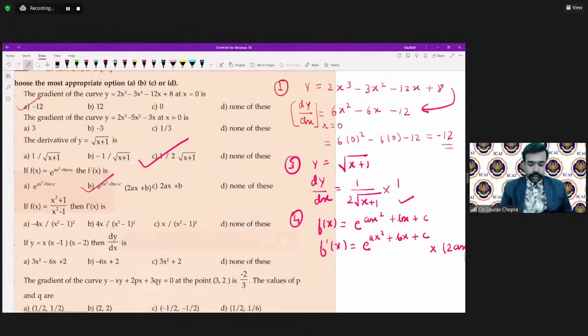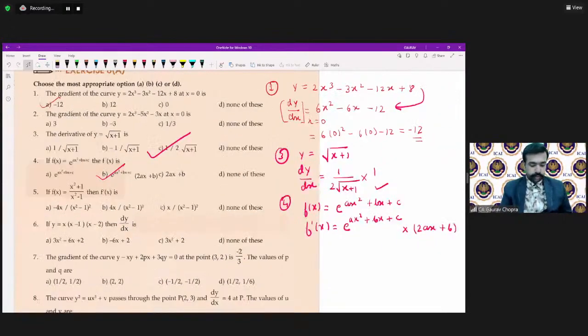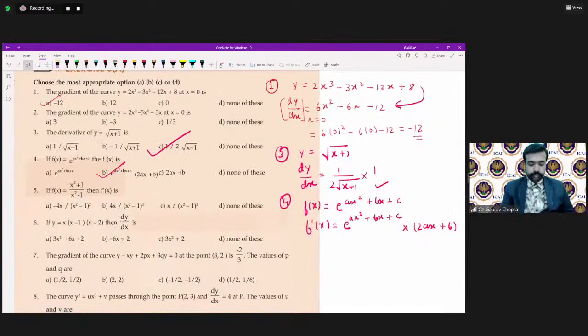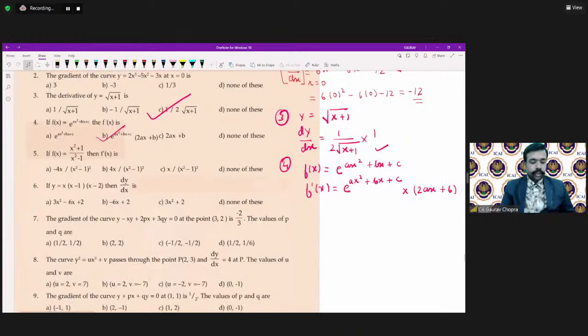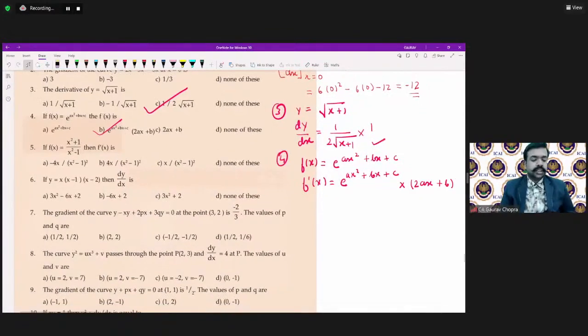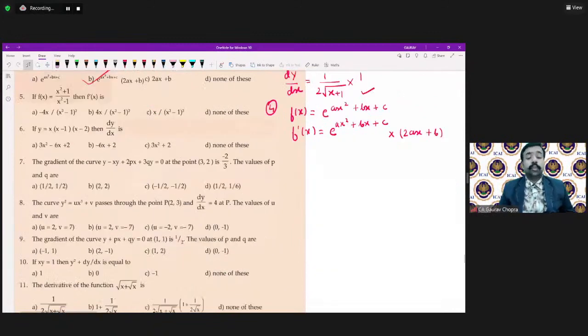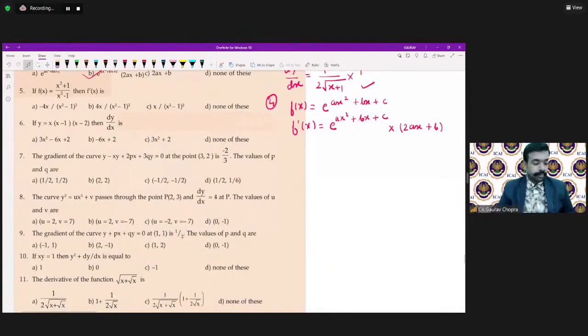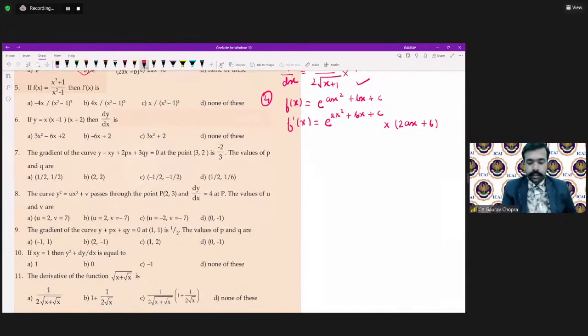Now, what are the other doubts? Let's see. Question number 5. Yes, we can take 5 also. This is a similar kind of question which is mostly repeated in examination. So this is one of the good questions. Let us take this 5.